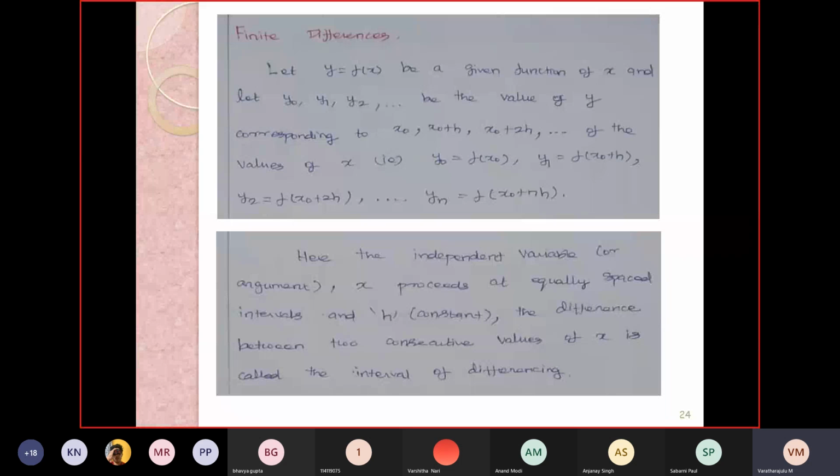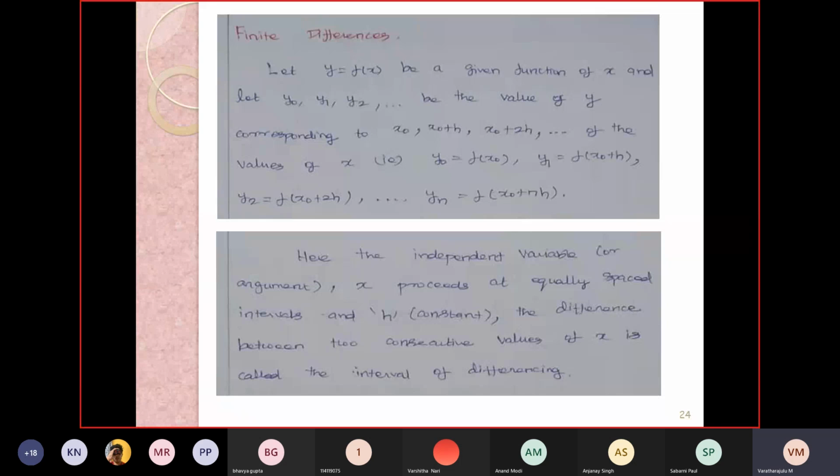Therefore, we have x0, x0 plus h, x0 plus 2h, and so on, as the values of x. That is, y0 is equal to f of x0, y1 is equal to f of x0 plus h, y2 is equal to f of x0 plus 2h, and so on, yn is equal to f of x0 plus nh. Here the independent variable or argument x proceeds at equally spaced intervals, and h is a constant. The difference between two consecutive values of x is called the interval of differencing.